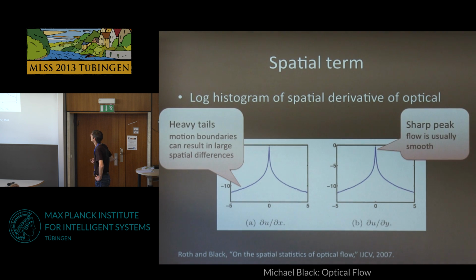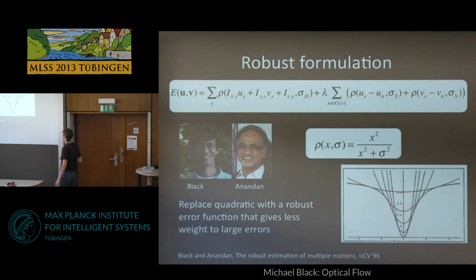These heavy tails and the sharp peak mean that optical flow is usually smooth. So that assumption is pretty good. The world is pretty smooth. But you have these large discontinuities where one surface is moving behind another surface with different motions. And so you really do have to model these things.